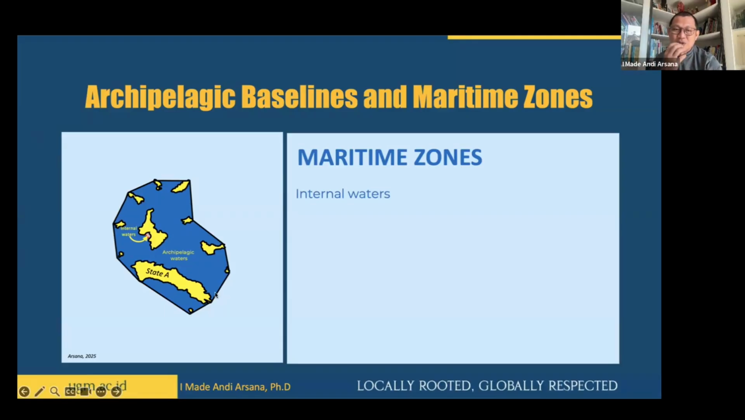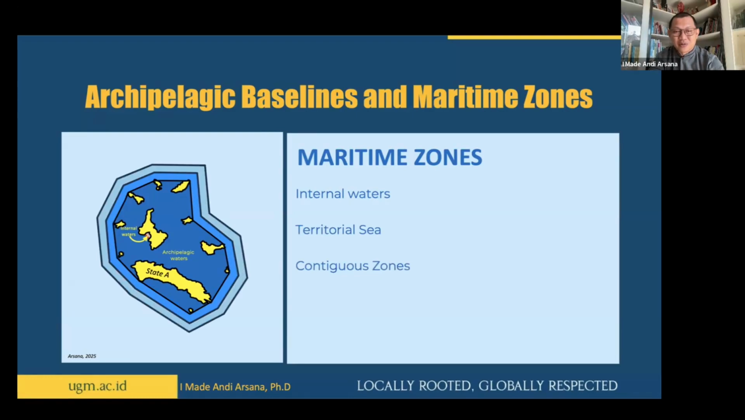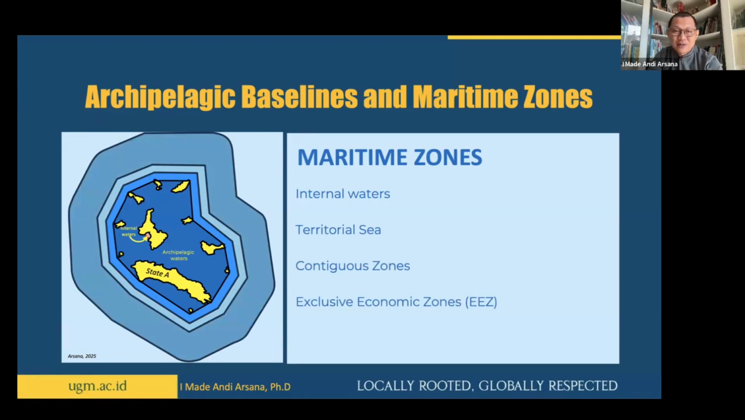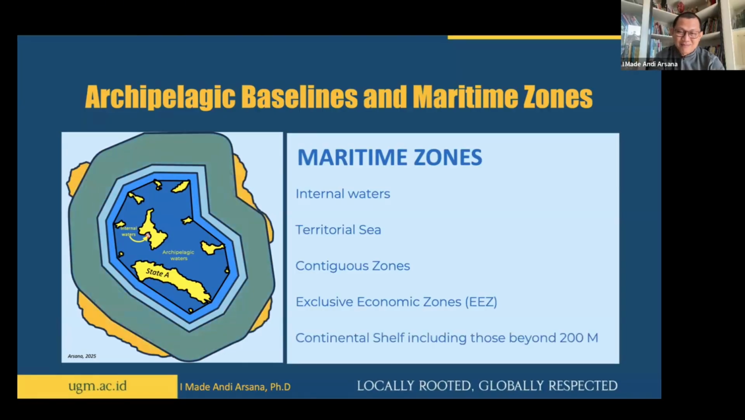What are the differences? The difference is you have a stronger control over your internal waters than archipelagic waters. We can learn about this later on. Now, you can start to measure your territorial sea, which looks like that. 24 nautical miles of contiguous zone, and then 200 nautical miles of exclusive economic zone. And beyond that, what can you have? You can still have a continental shelf that can go beyond 200 nautical miles, which might look like that. Okay, this is now the maritime zones of an archipelagic state.